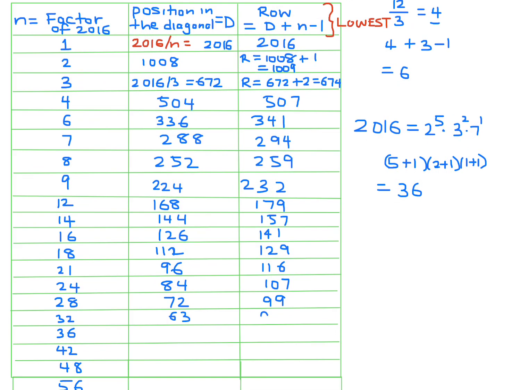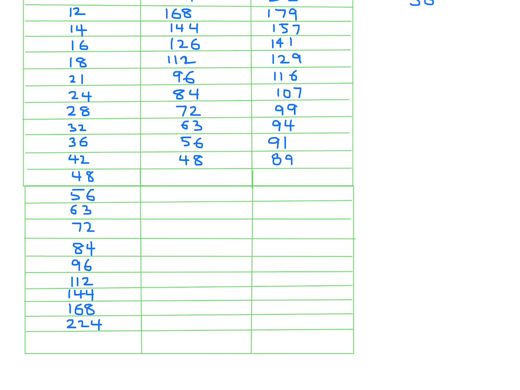63, 94. That is one of the answer choices. 56, 91, 48, and 89. And then 42, again 89. And then 36 and 91. Aha, it goes back up now. And I have a feeling it's going to go back up again. So 32, 94, there we go, it does. 28, 99, 24, 107. Yeah, it's pretty much going up in the same way.